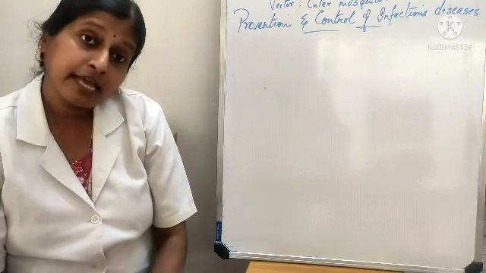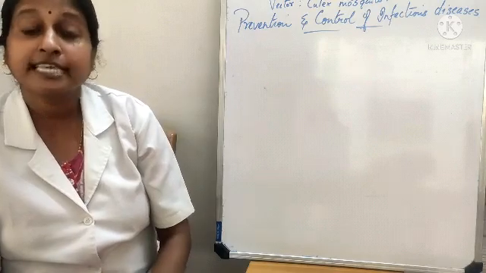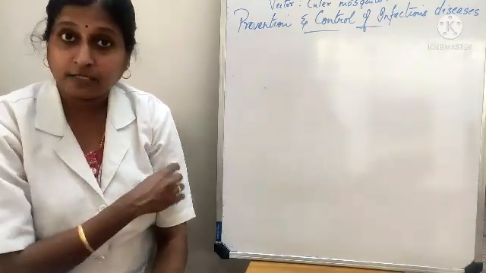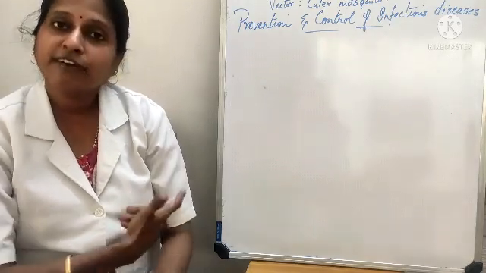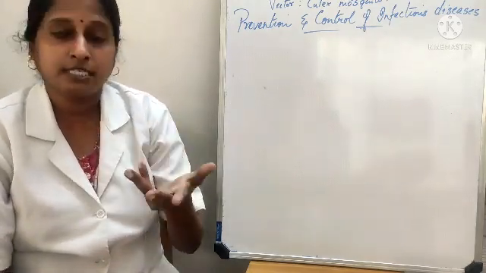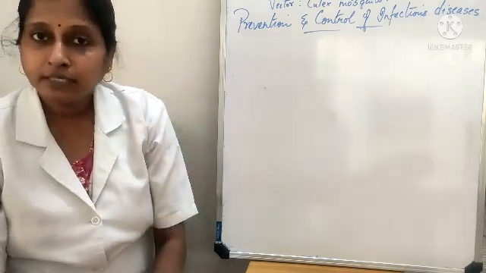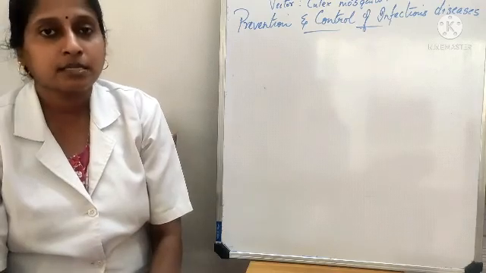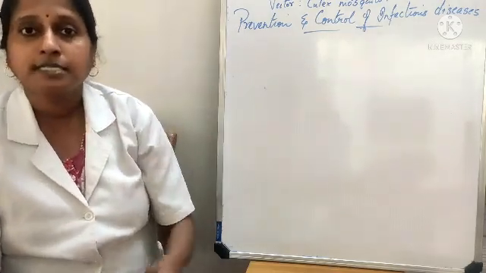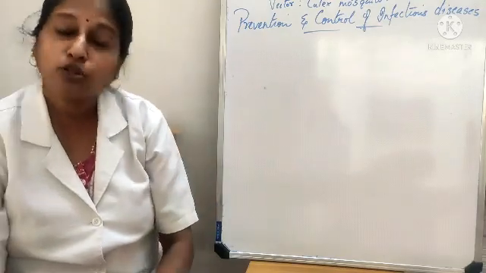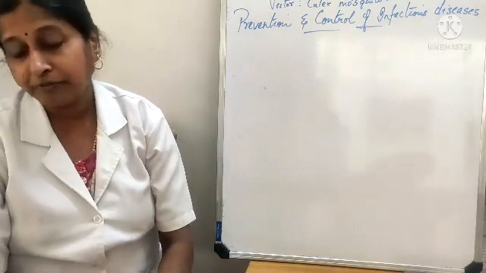Then vaccination and immunization programs. Some of these diseases can be prevented if you are vaccinated, like diphtheria, polio, tetanus. If you are vaccinated, obviously you will not get the disease, or the severity will be very less. So you have to take vaccines and immunization. Children have a vaccination schedule, and all the vaccines have to be taken on time. That is the next way by which you can prevent the disease.